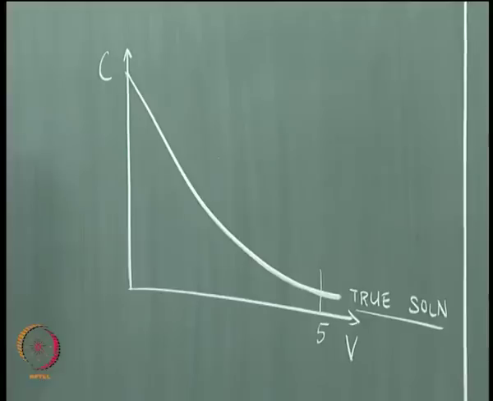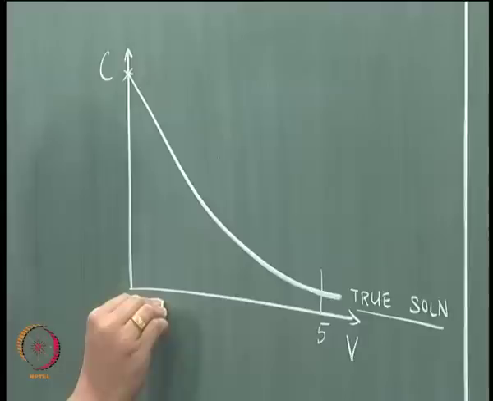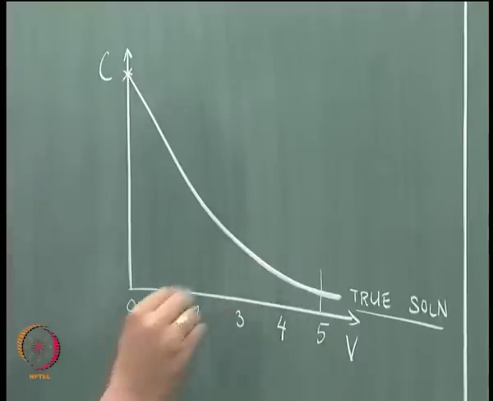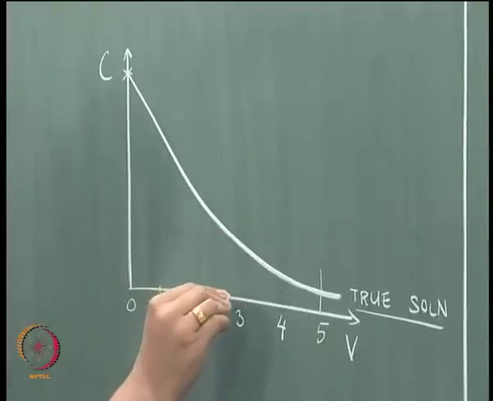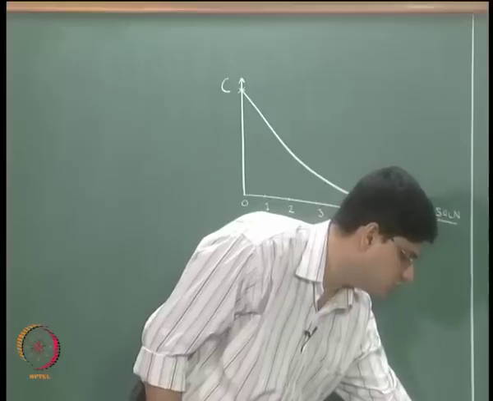Okay. So we started off at V equal to 1 and reached V equal to 0 and reached V equal to 5 in 5 steps, okay, 1, 2, 3, 4 and 5, okay. So this is how the true value goes.